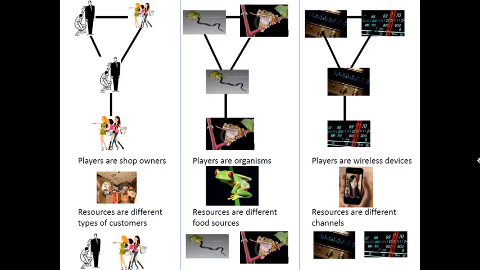Because in each of these cases, our individuals can really use multiple resources simultaneously. I mean, shops can sell many different commodities at the same time. Organisms can eat many different types of food at the same time. And many modern wireless technologies can access multiple channels simultaneously. And so these reasons motivate us to study a more general kind of system, a graphical congestion game where players can access multiple resources simultaneously.